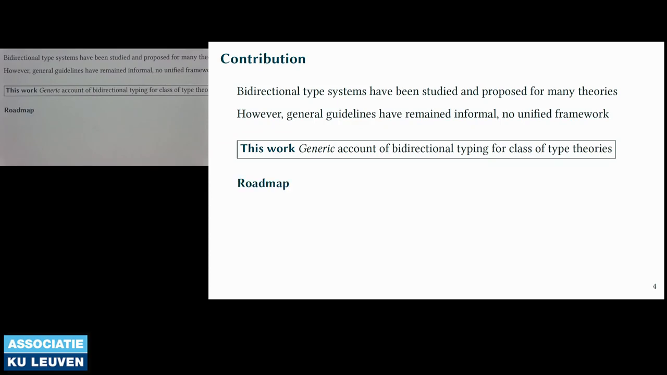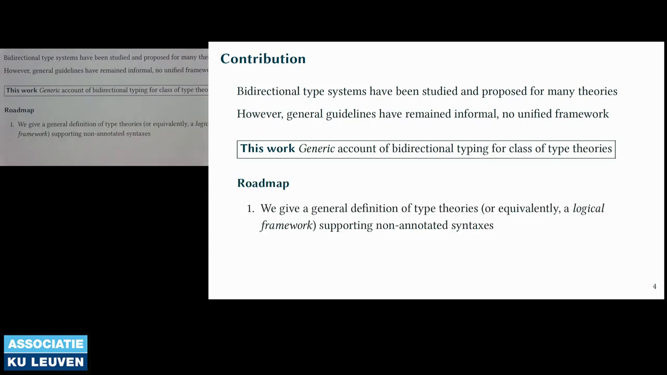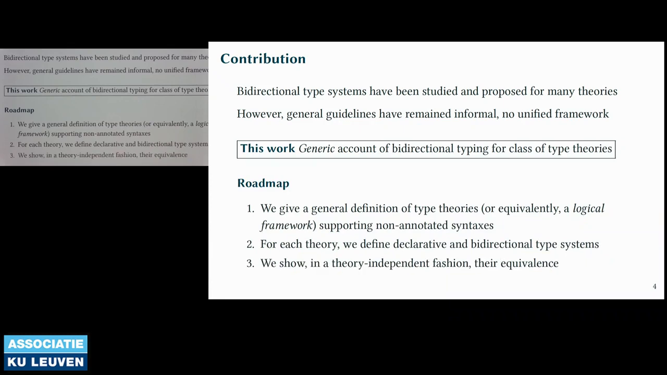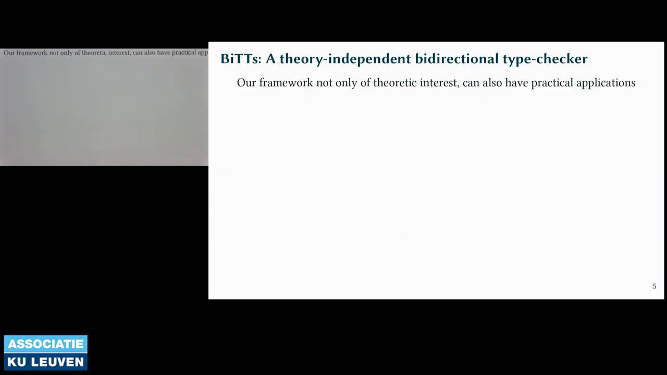And the roadmap will be the following. I'll start by giving you a general definition of type theories, or equivalently, if you want to see it that way, a logical framework, which supports the non-annotated syntax that we want to use, because of course bidirectional typing is only interesting when we omit the annotations, otherwise you don't need bidirectional typing. And for each theory, we will define declarative and bidirectional type systems and then show in a theory-independent fashion that they're indeed equivalent. So let me motivate more why I think this is an interesting problem.